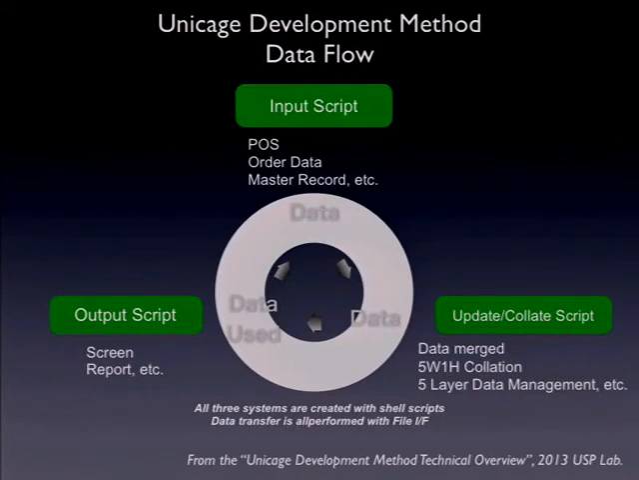And this picture shows the Unicage development method data flow. First, input data comes from POS or order data, master data, transaction data, something like that. Then they refine the data into text files, separated into 5-layer data management, 5-level data, and script processing outputs a result. That's all.